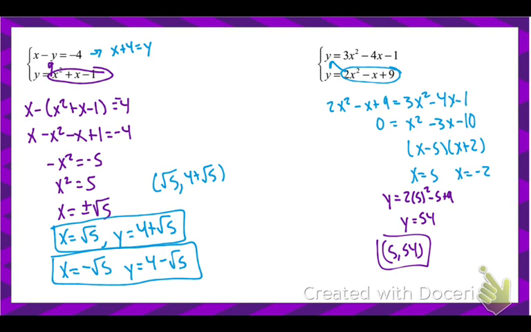All right, the other one, again, plug it in, negative 2. So 2 times negative 2 squared plus 2 plus 9. So that's going to be 4, 8 plus 9 plus 2 is 19. So your other solution is negative 2, 19. So two possible intersections here.